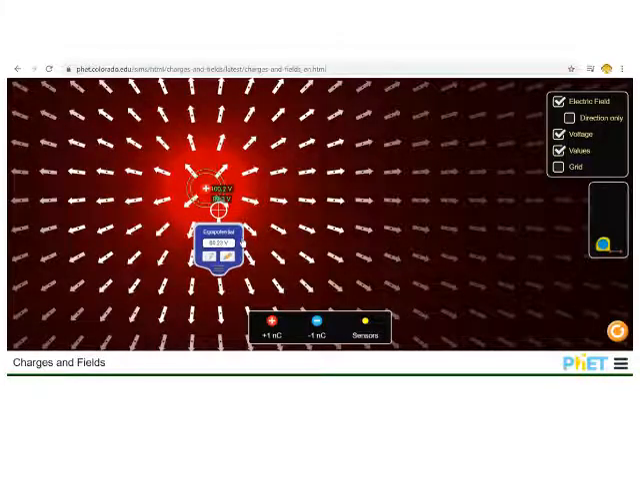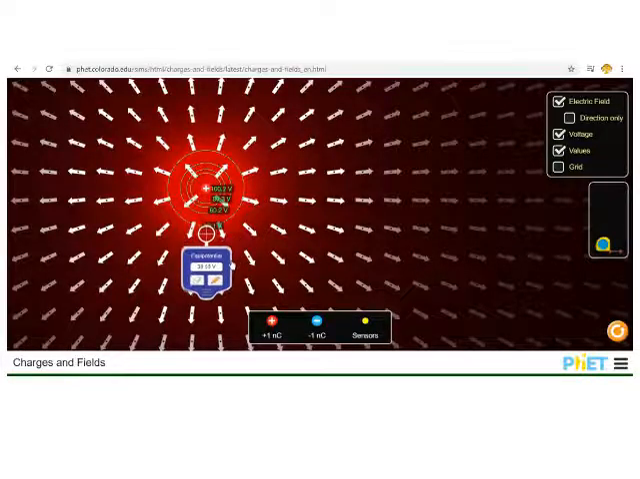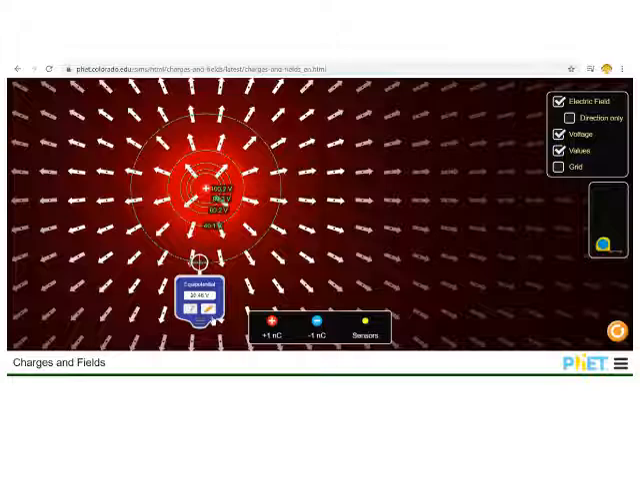Then I move down to 60 volts. You see that that circle is spread out a bit more. My next one is going to be 40 volts because the equipotential lines are always evenly spaced in potential. My next and last one will be 20 volts. And that one is really far away from the charge.